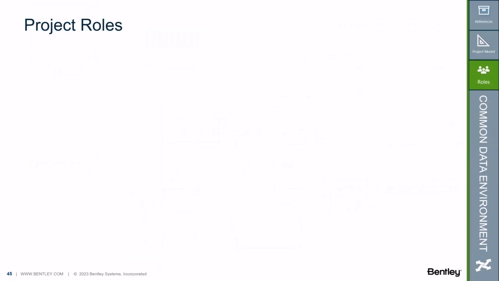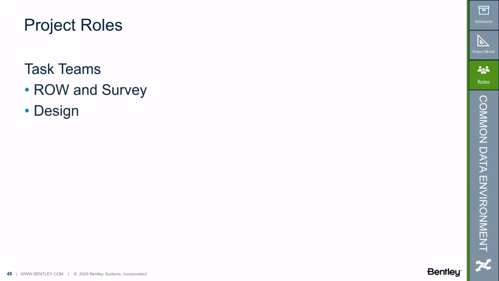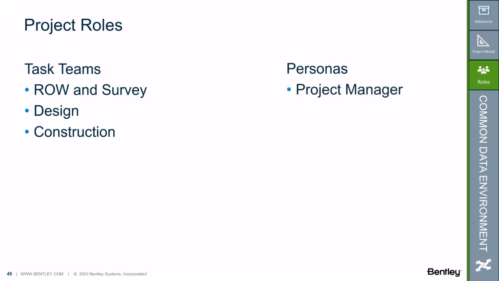All right. Now, as previously presented, we had the 3 task teams. We had right-of-way and survey, design, and construction. And within those 3 task teams, we had personas. And I think we highlighted these earlier, Don did. And we have, in there, the project manager, a designer, and the client. So those are the 3 personas that we're kind of trying to target. The project manager would also include a reviewer.